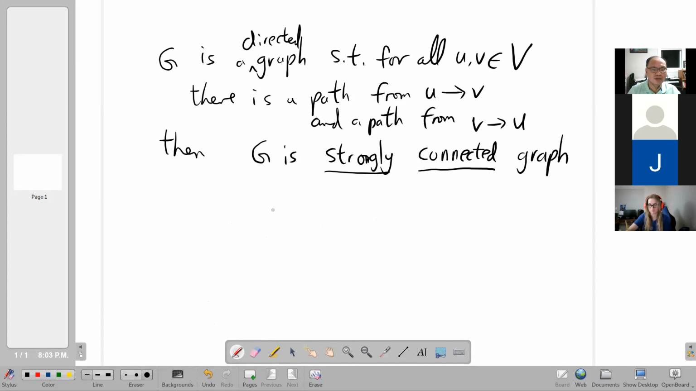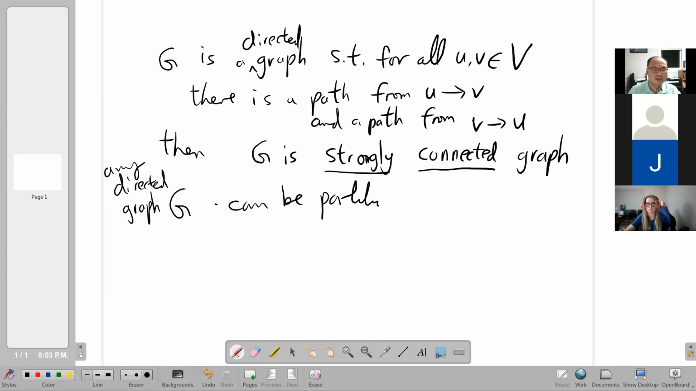Now, if you have a graph that's not strongly connected, any directed graph G can be partitioned into strongly connected components. What does that mean? It means that your graph, so let's say that you have a graph like this.